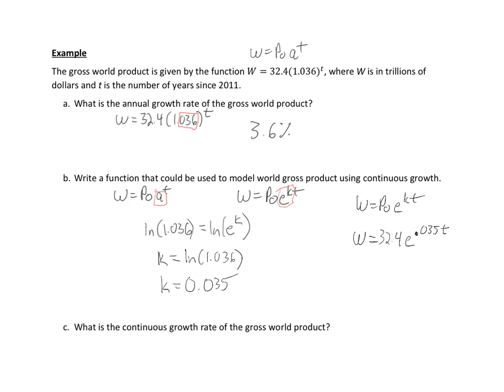And so the last question, then, what is the continuous growth rate? The continuous growth rate corresponds to this number, the k number. But we want that number instead to be in percentage form, so I would say that's 3.5%.